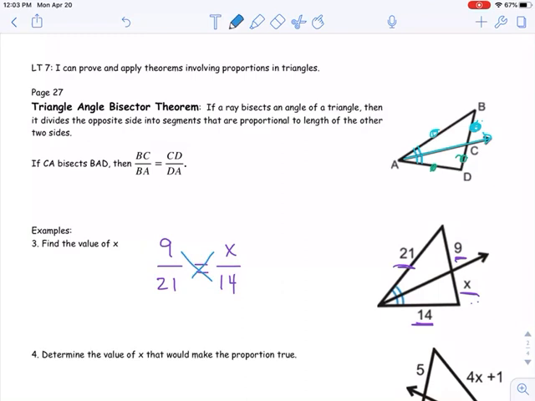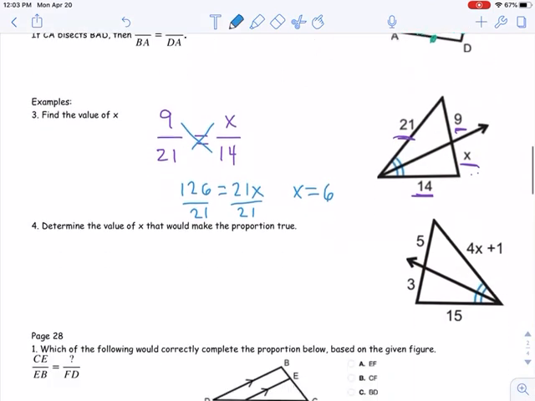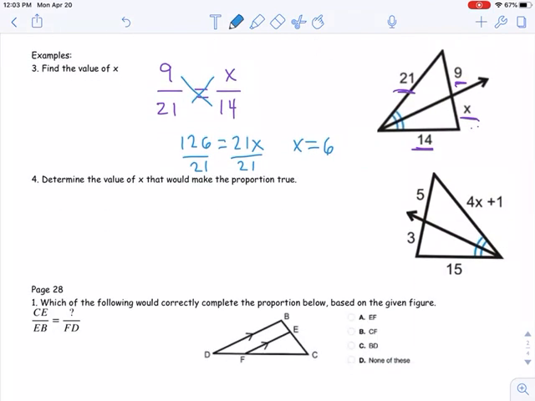Cross multiply, you're going to get 9 times 14 is 126 equals 21x. Divide both sides by 21. X equals 6. Nice. We're cruising right along. You guys are doing really pretty okay.